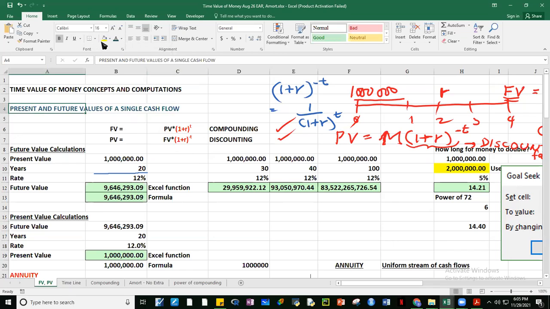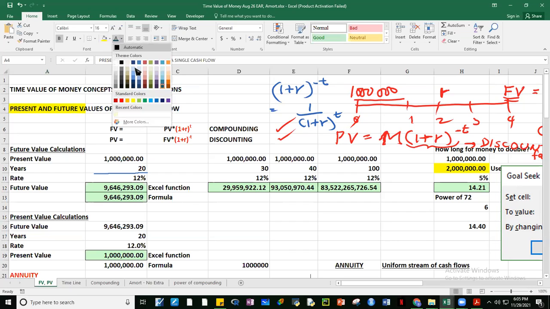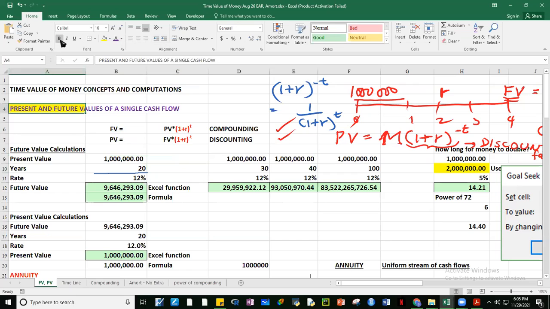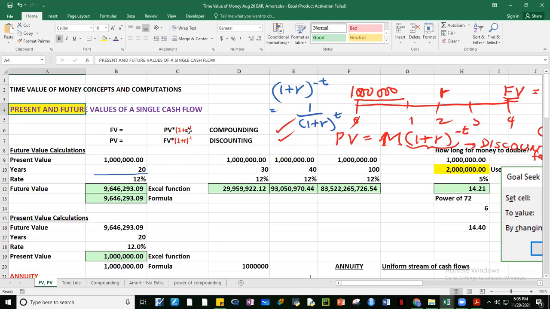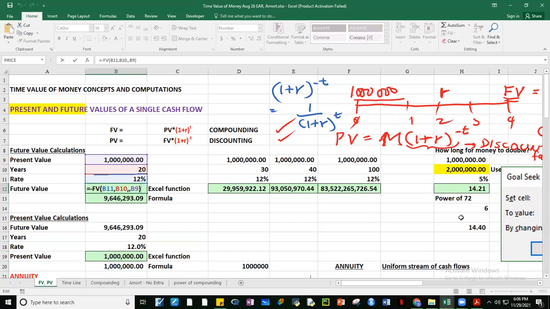Okay, the longer the period, guys, the longer the t, the period of compounding, the bigger will be your future value. So this is the formula. I'm sure you have learned this in your senior high school. And in Excel, it's very easy to compute for that. We just use the FV function. So this is our FV function.